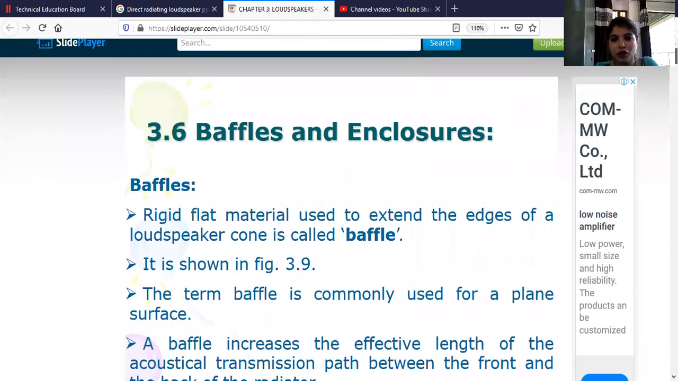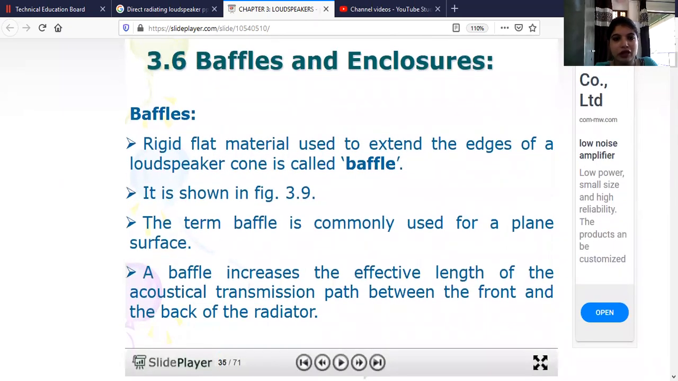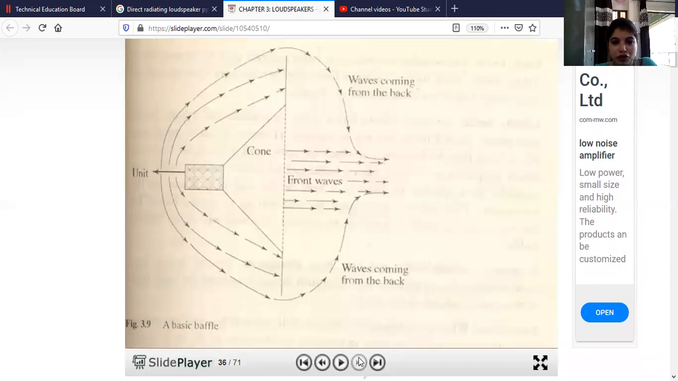First of all, we need to be familiar with some terms, that is baffle and enclosures. Baffle is a flat, rigid material which is used to extend the edges of a loudspeaker. As we are using a cone loudspeaker, the edges will be extended, and that is called a baffle. First of all, let me show you the figure of a baffle. This is a basic baffle.